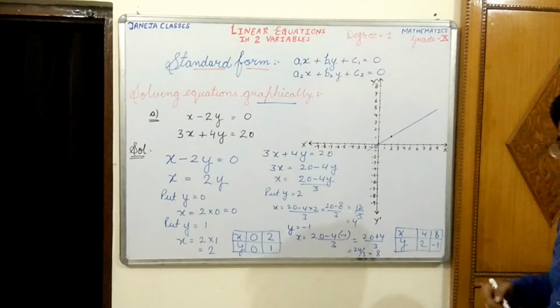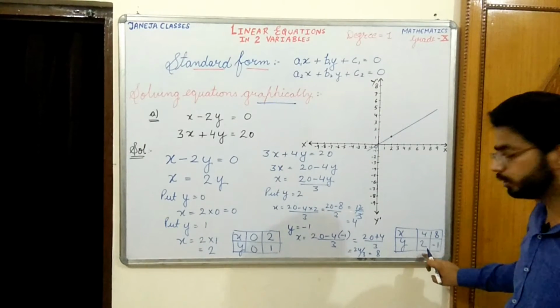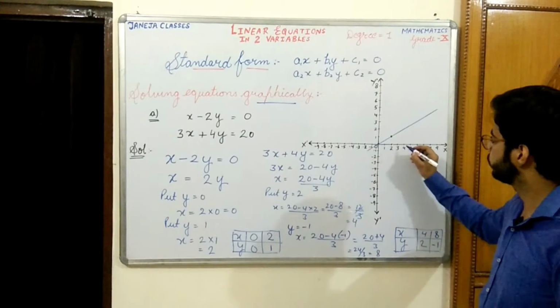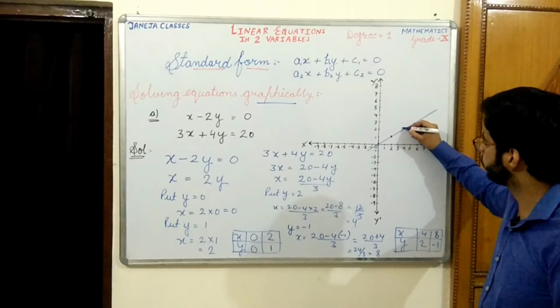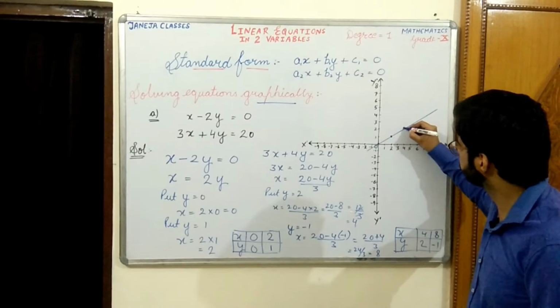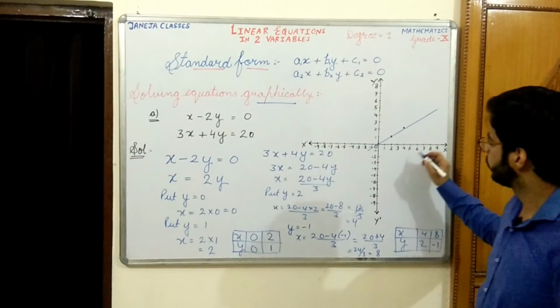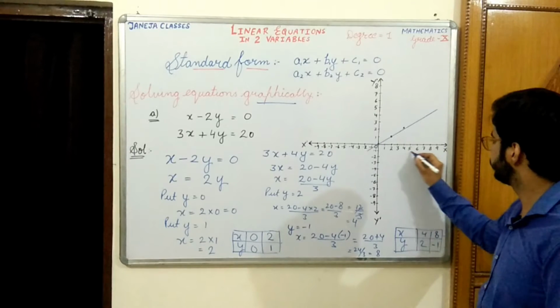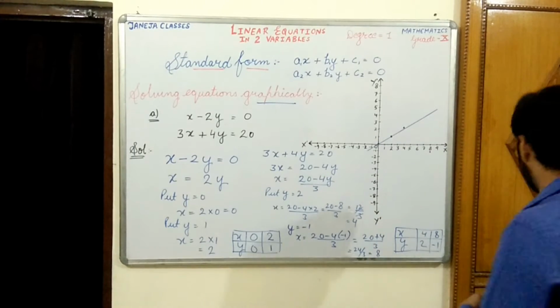Now let us take these 2 points, when x was 4, at the same time y was 2. See, the x is 4 here and the y is 2. So this is our first point. x is 4 and y is 2. After that, when x is 8 and y is minus 1, x is 8 and y is minus 1. So this is our second point. So let us meet these 2 points.